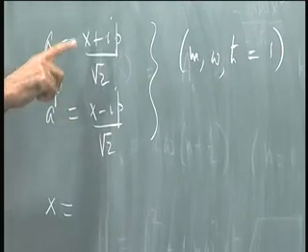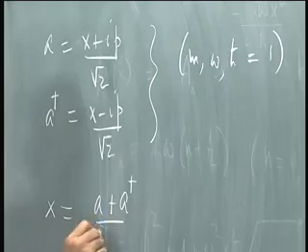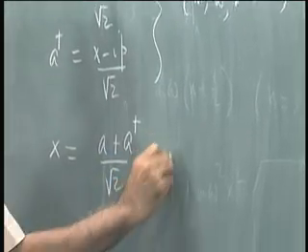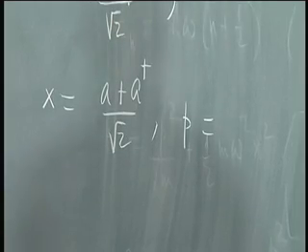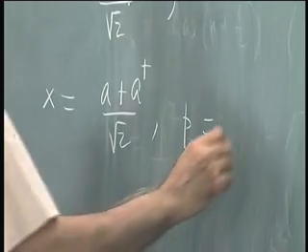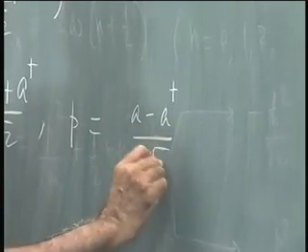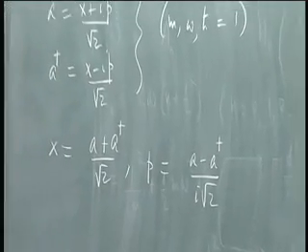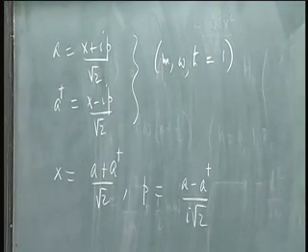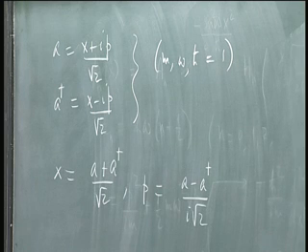If I add these two, root 2 x is A plus A dagger, so x is A plus A dagger over root 2, and p is equal to A minus A dagger over i root 2. They have to be Hermitian, x and p. A and A dagger are not Hermitian operators, but x and p are physical operators, they are Hermitian, they must have real eigenvalues.